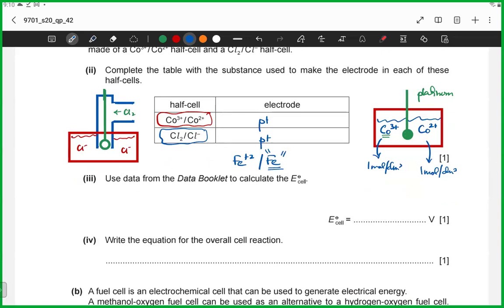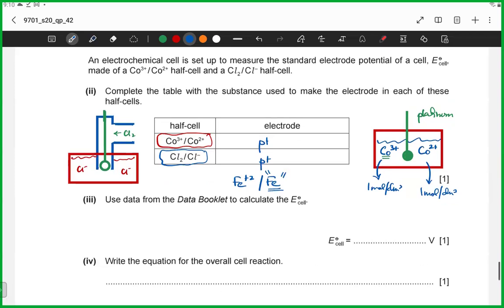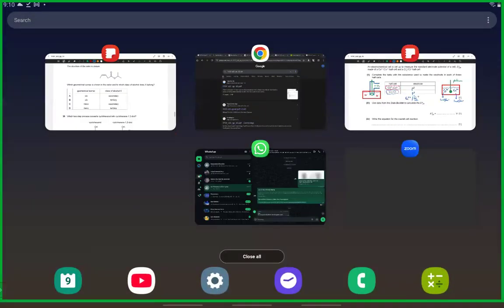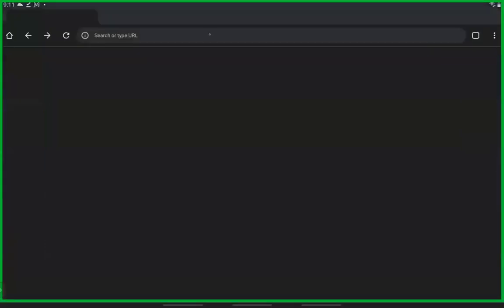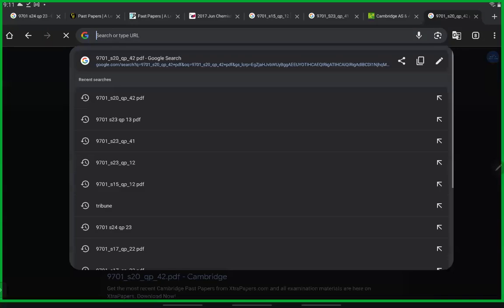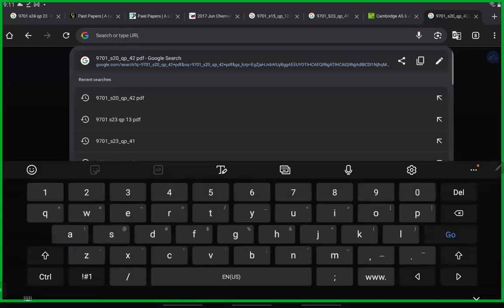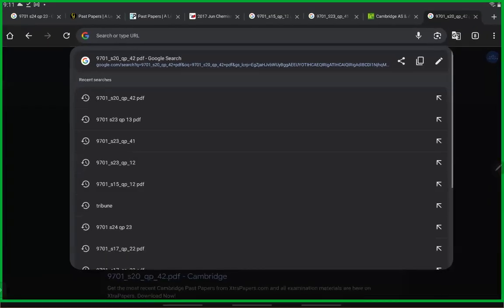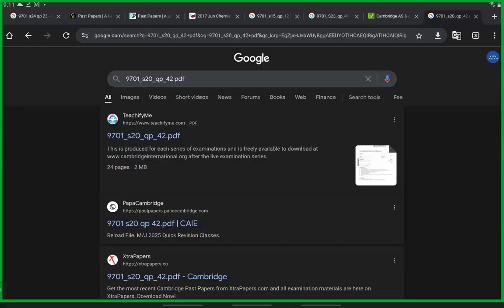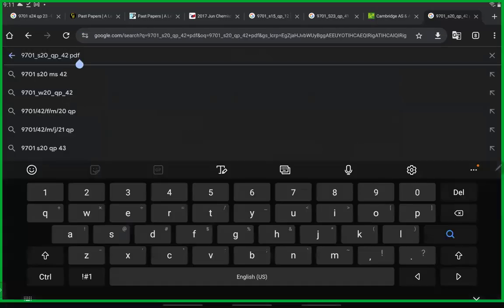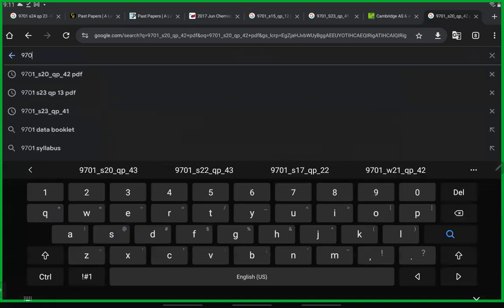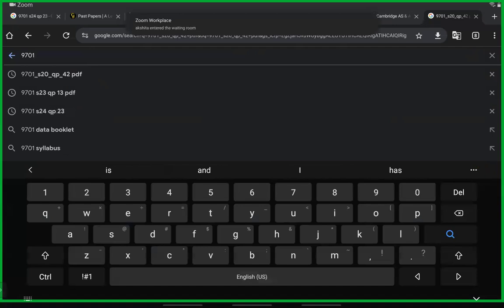Next one is use data from the data booklet to calculate the E0 cell. For this, you would need a data booklet. Let me just Google the data booklet. Cobalt 2 plus, cobalt. Can anyone tell me what the electrode potential is if you already have the data booklet?